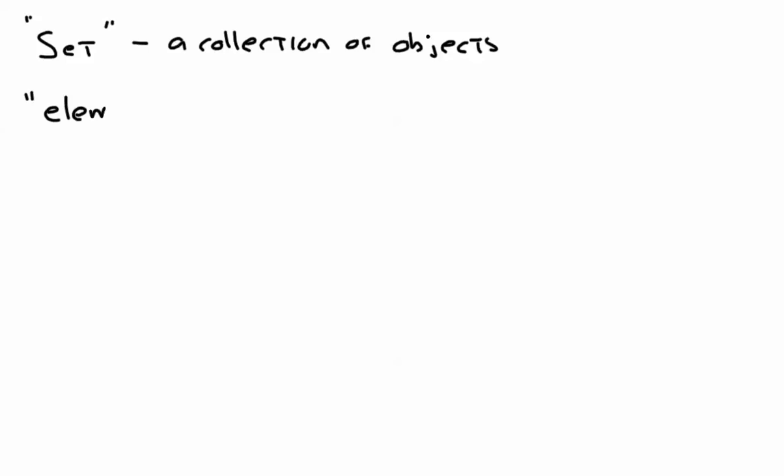So, what is a set? A set is basically a collection of objects, and they're often represented in curly brackets, parentheses, square braces, those kinds of things. A set contains a collection of one or more elements. Elements are the objects that are contained in a set.